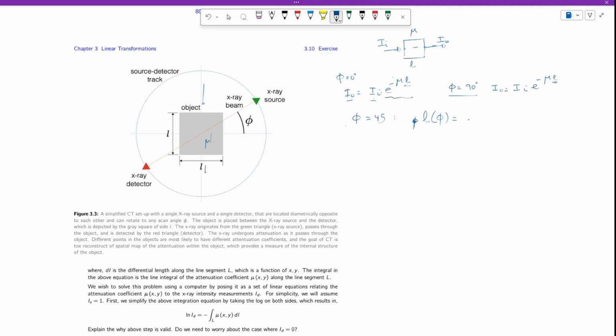So what are you saying? It's L times cos 45, is it? Or it's just cos 45? Is it 1 by root 2 into L? What is root 2? 1.414. That means L divided by a number greater than 1. That means the distance traveled should be less than L. Does it make sense?